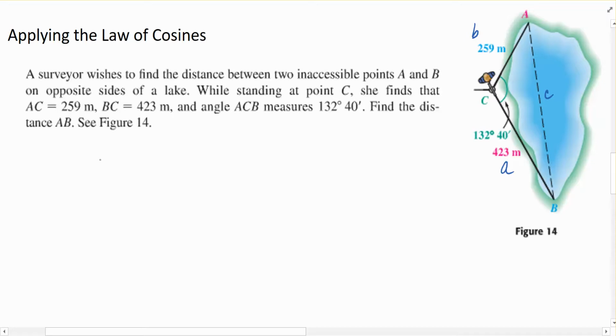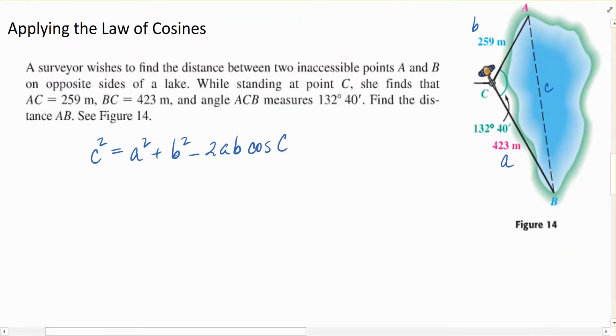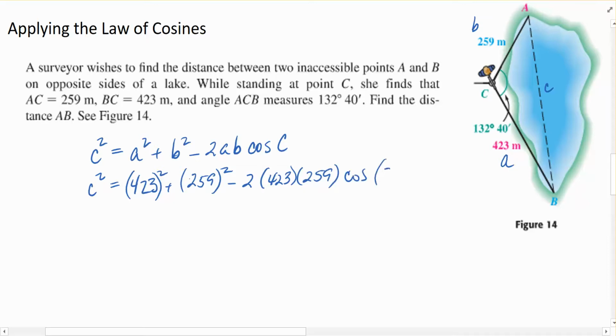So I'm solving for side c. The formula tells me that c squared is equal to a squared plus b squared minus 2ab times the cosine of angle C. All I've done is rewrite the law of cosines from our formula box above, and we're going to fill in our missing pieces. c is what we're looking for. I know that a is 423 meters squared, and b is 259 squared, minus 2 times those numbers, 423 and 259, times the cosine of 132 degrees 40 minutes. Now it really becomes a calculator problem, to make sure we can come up with the answer we're looking for.